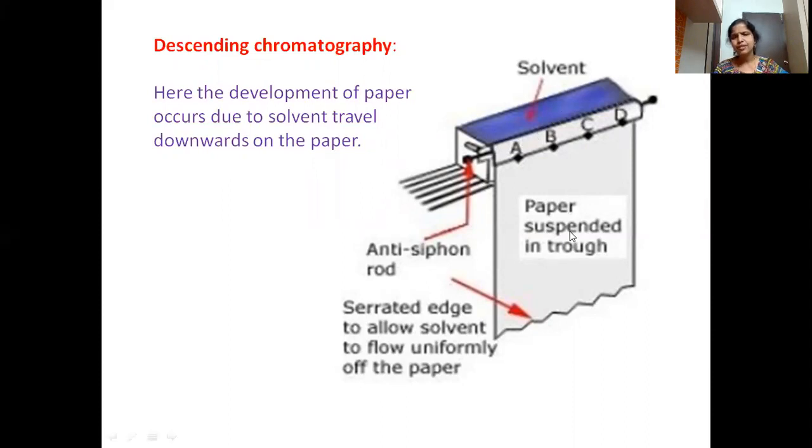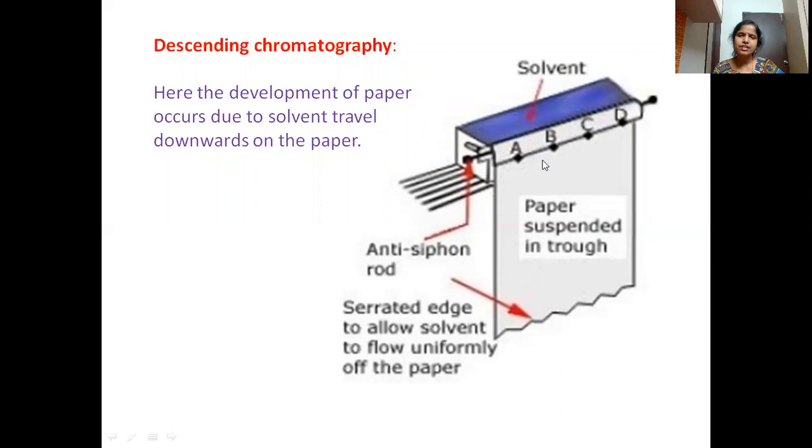And then the paper is suspended in the trough like this, freely. It is freely suspended, so just leave it like that. Now what happens again, because of gravity, is that the solvent which is present here, as the paper is touched, is in contact with the solvent, and it slowly travels down towards the bottom side of the paper because of gravity.